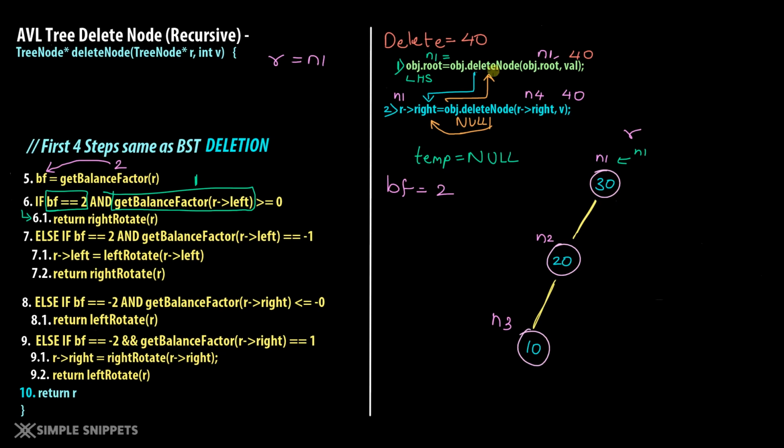Remember that we have resumed the operation of this delete node, and inside this delete node we are at step number 6.1 now. We are saying return right rotate of R. So what is this right rotate function? Let's see the code for right rotate. And we are passing R, which means we are passing N1.